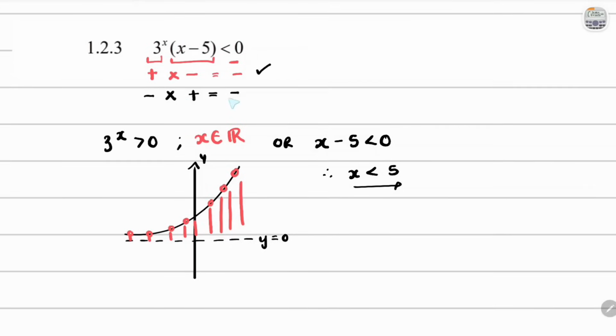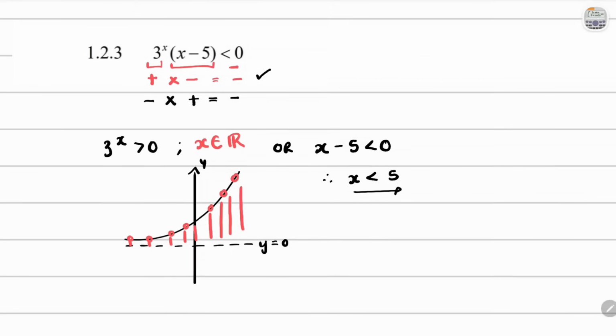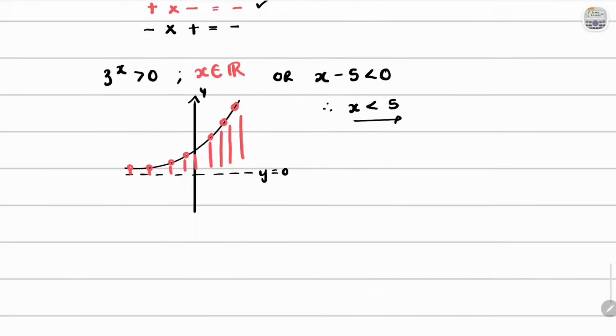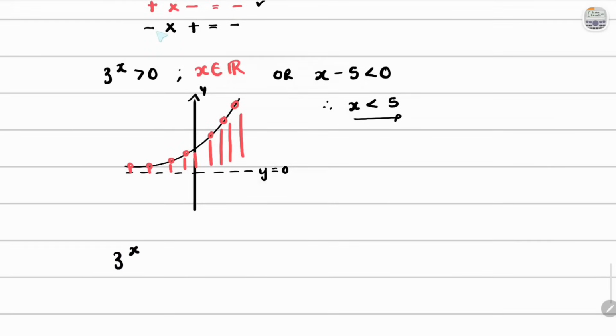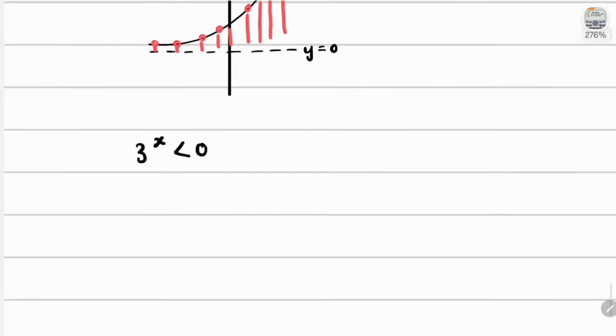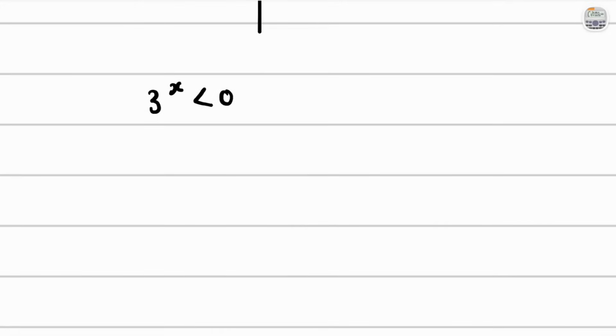Now looking at the second case, can this ever work out? First of all, 3 to the power of x, can that be a value that is negative? Can that give us a negative value, a value less than 0? This is not possible because if you say 3 raised to the power of any number, it's always going to give you a positive value. It's not even going to give you 0, okay? Because even 3 to the power of 0 is 1.